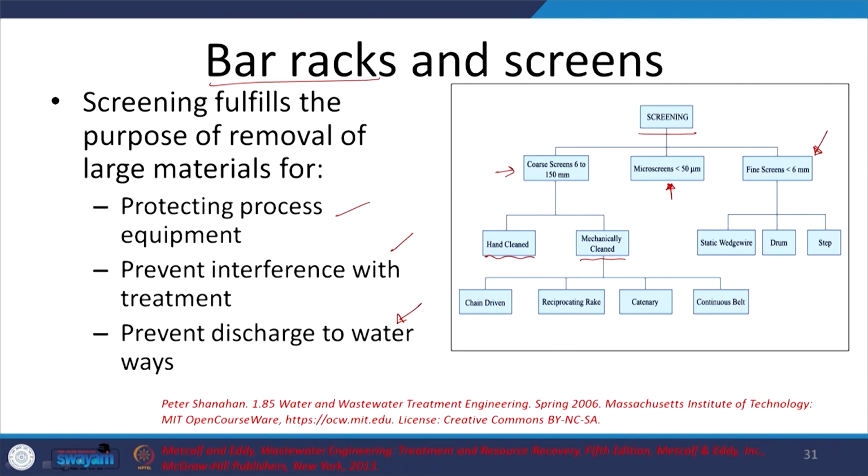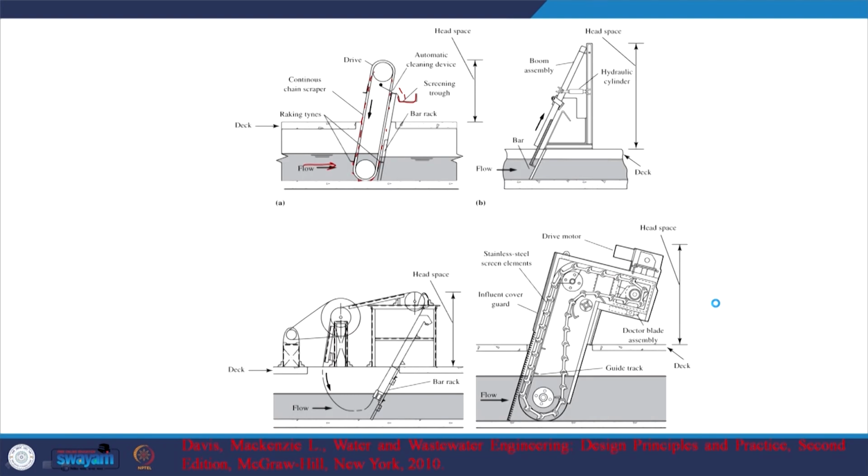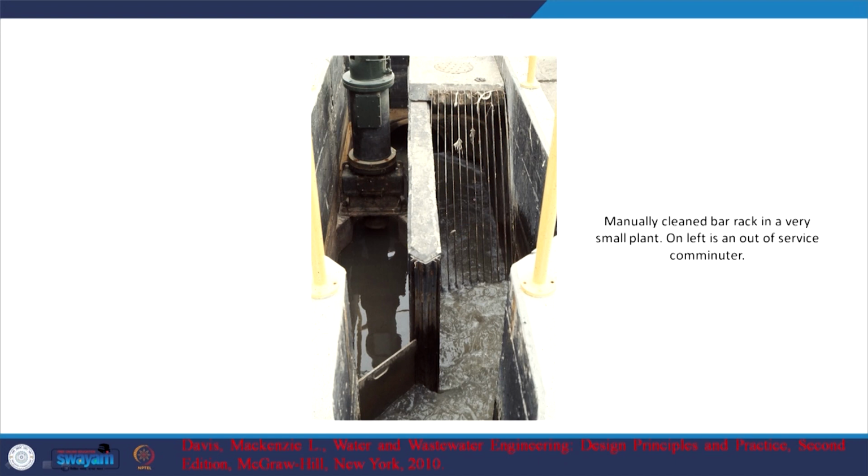What do we have? Catenary and continuous belt, that is what we have out here, general operation. And this is the manual screen, a manually cleaned bar rack in a very small plant, just easy to maintain, so that you can see the kind of particles they were trying to capture. A comminutor which was used to pulverize, but it is now not functioning, I guess. So, that is something to keep in mind.